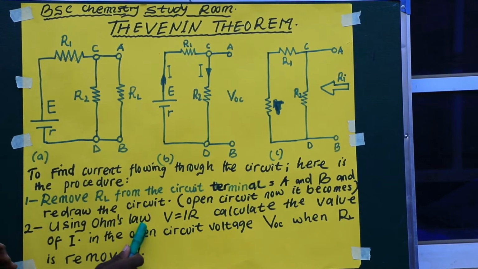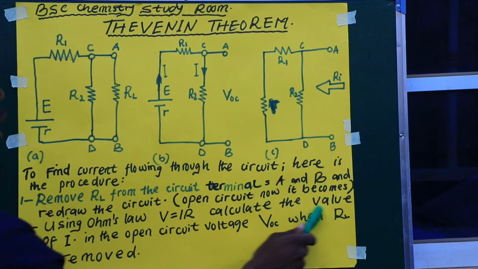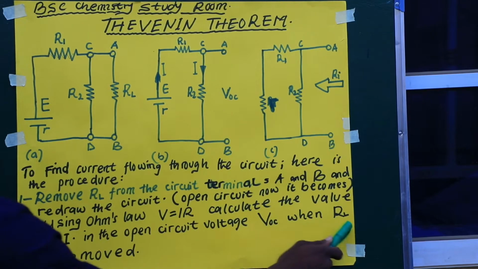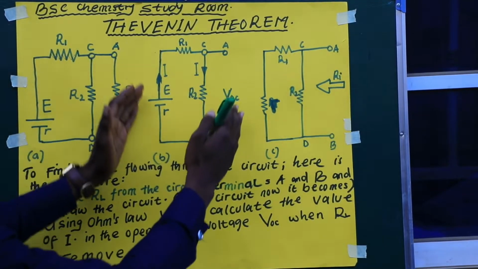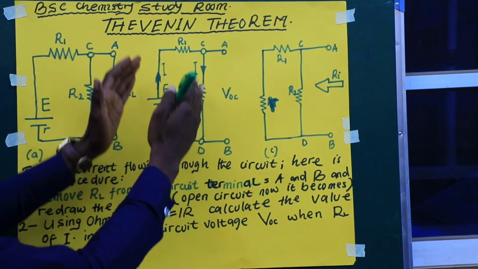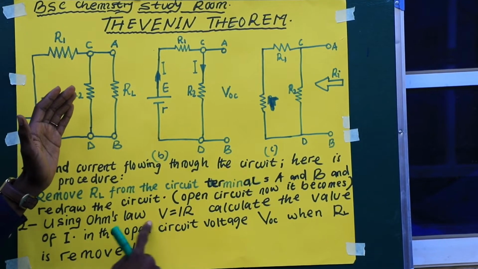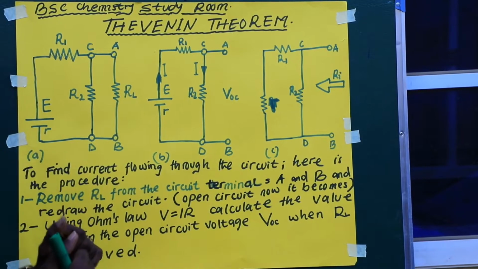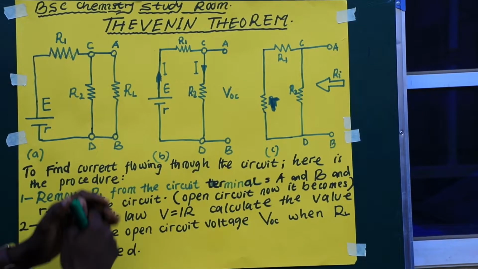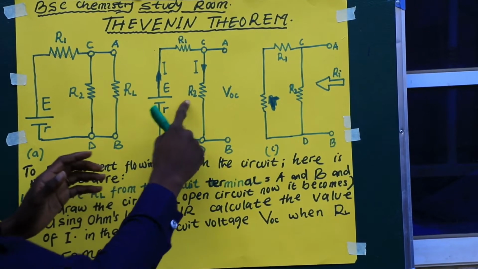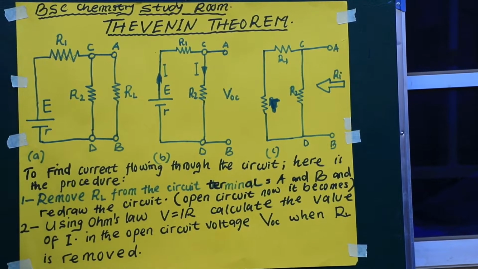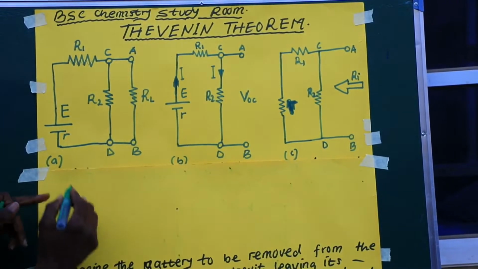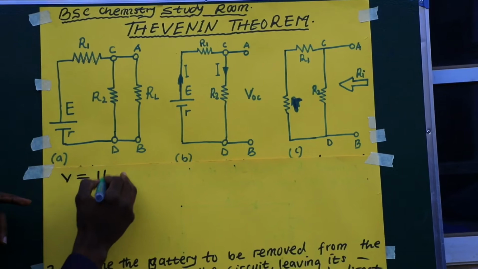Now, using Ohm's law, V is equal to IR, calculate the value of I in the open circuit voltage, VOC, when RL is removed. So now we are going to calculate our current using this circuit, and using Ohm's law, V is equal to IR. We are going to find the current flowing through this circuit, and we know VOC is a voltage drop across R2. So now we are going to calculate the current flowing inside this circuit, using V is equal to IR.